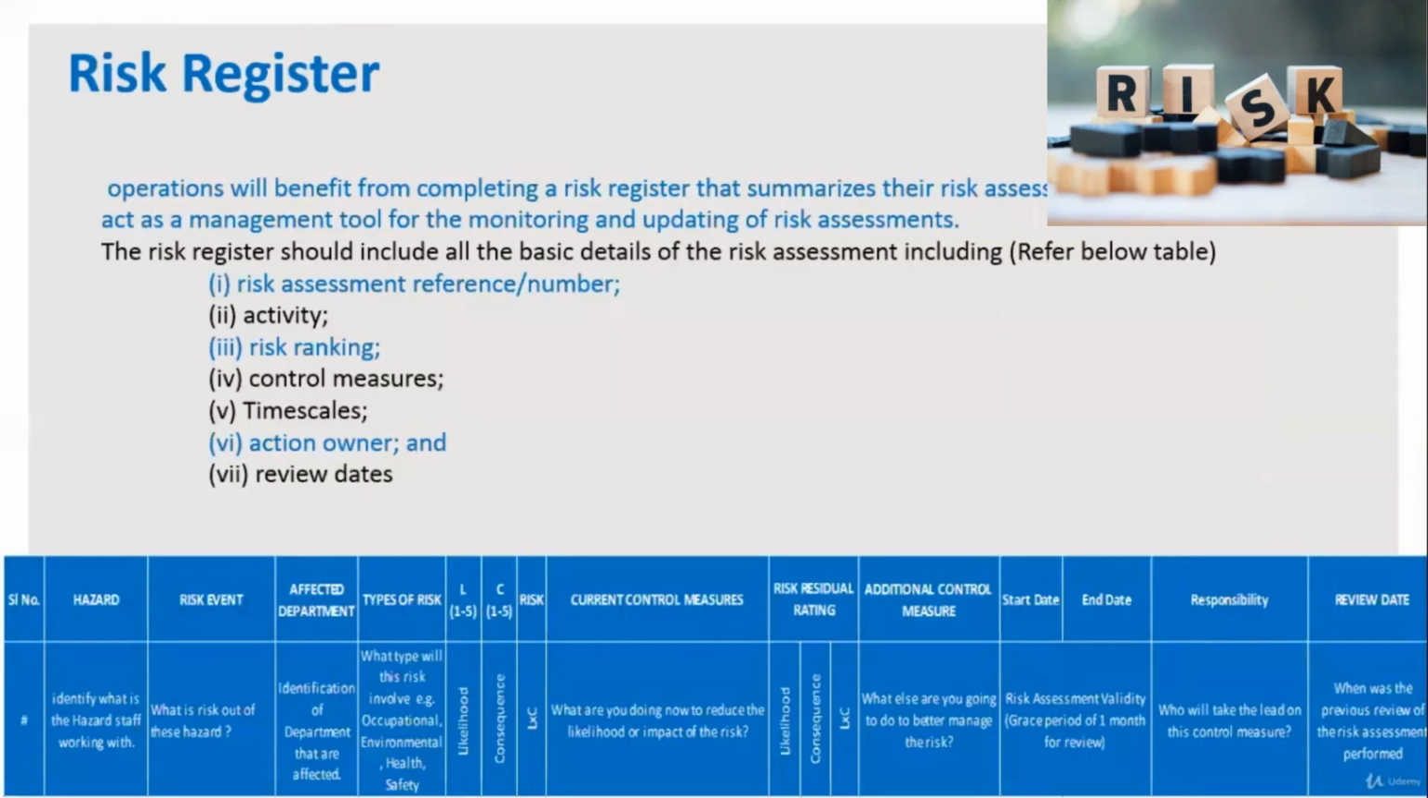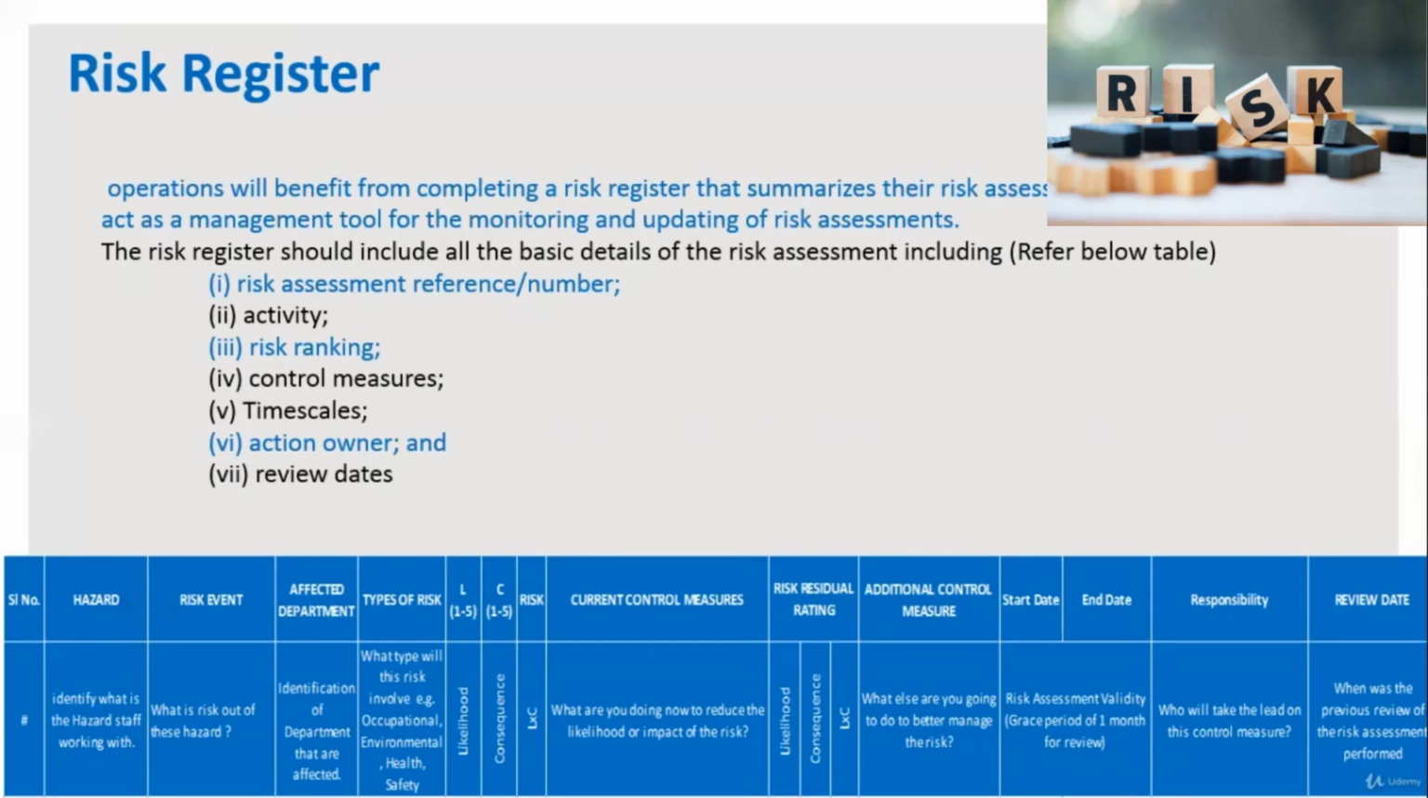So a risk register is a register where you are enlisting all high risk activity and its control measures, its affected department, what kind of hazard it can provide and what risk it is producing, and the type of risk in that, for example occupational and environmental safety. The likelihood and consequence multiplication is the risk factor, L into C. The current control measure is what you are doing. Before applying these control measures, how the risk was, the initial risk assessment is that. Then after the current control measure, you are doing a residual risk rating. That is a risk assessment.